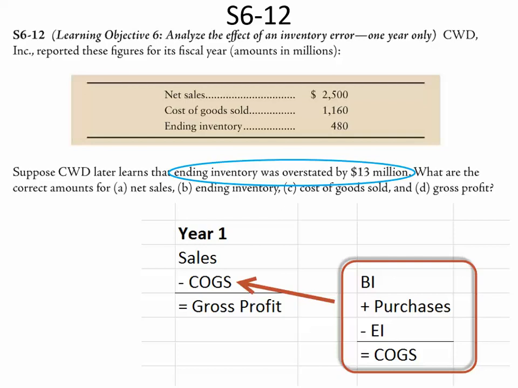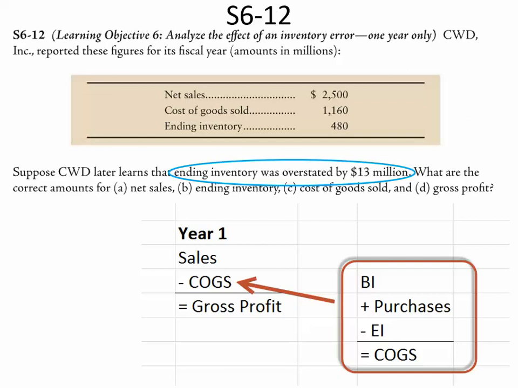On this one, I'm going to walk through short exercise 6-12 in case you want assistance with that one. In exercise 6-12, we have a company that gives us some information about net sales, cost of goods sold, and ending inventory. So those numbers are all given to us.